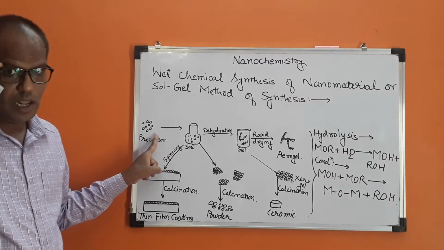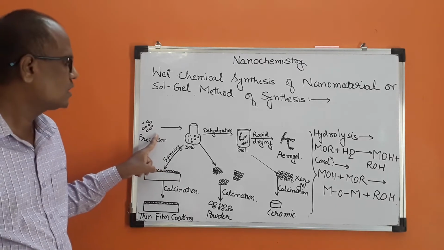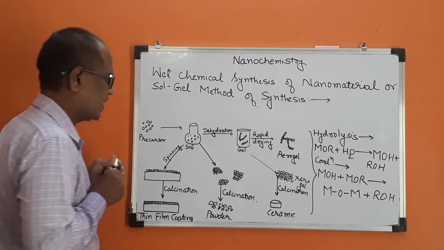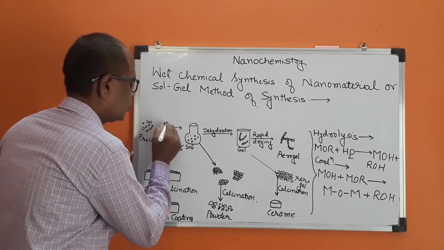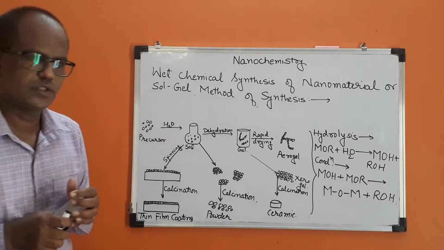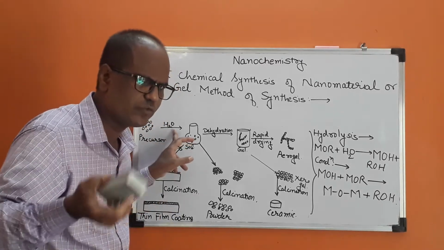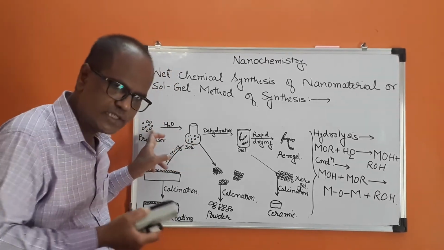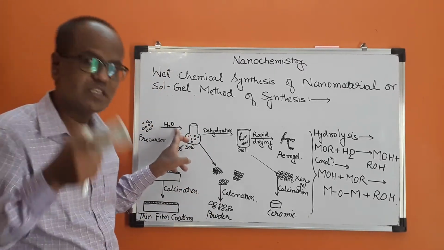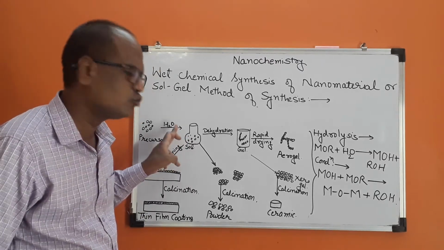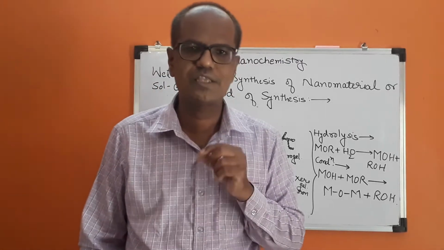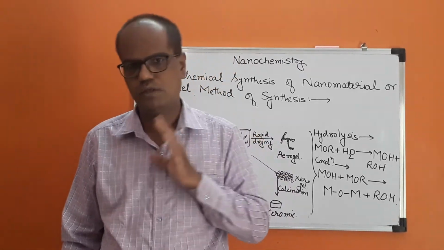Now this metal alkoxide is mixed with water and hydrolysis is carried out. Here, we are using water molecule, means we are carrying out hydrolysis. In this hydrolysis process, metal alkoxide is taken, mixed with water, and shaken. It is mixed properly so as to convert it into Sol. What is Sol? Sol is nothing but the colloidal solution.